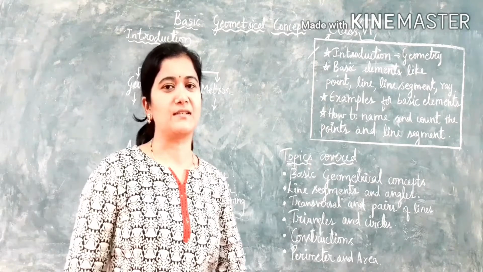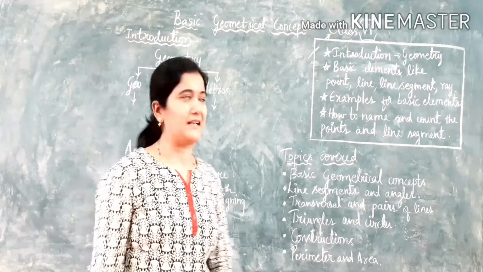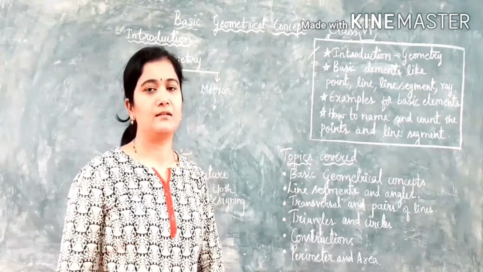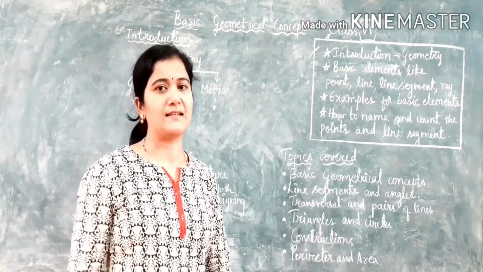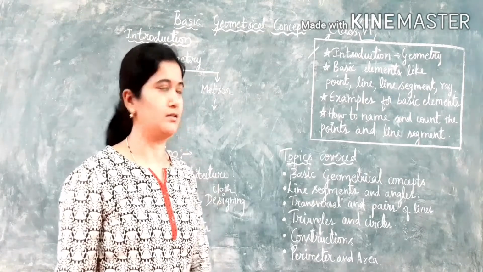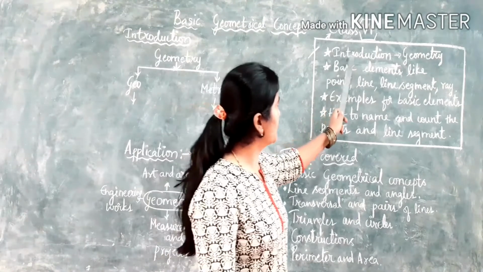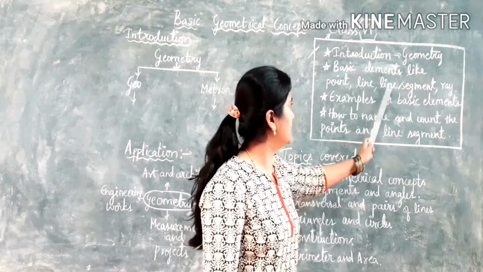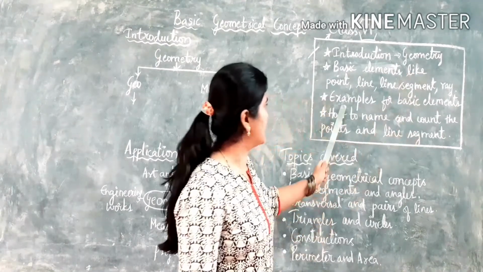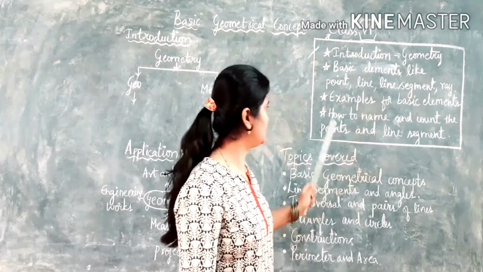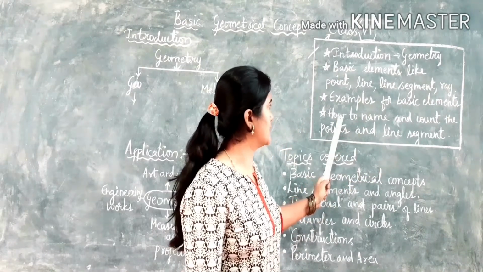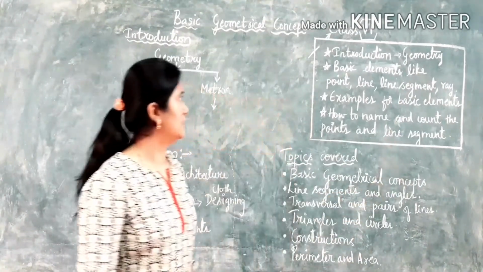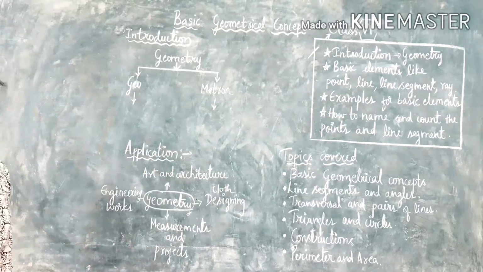Today we are going to discuss the new chapter, that is basic geometrical concepts. Before going to the topic, let me discuss what are the things we are going to discuss in this session. First, introduction to the geometry. Basic elements like point, line, line segments, ray, examples for the basic elements, and lastly we are going to discuss how to name and count the points and line segments. So let us start with the introduction.